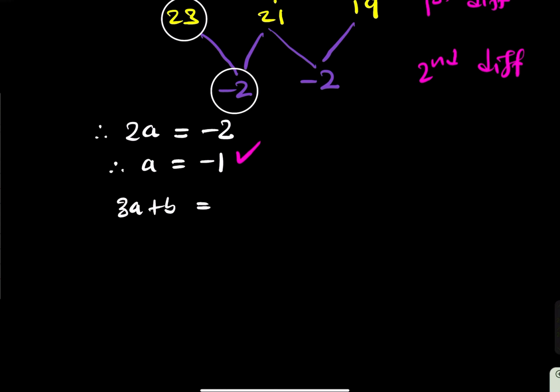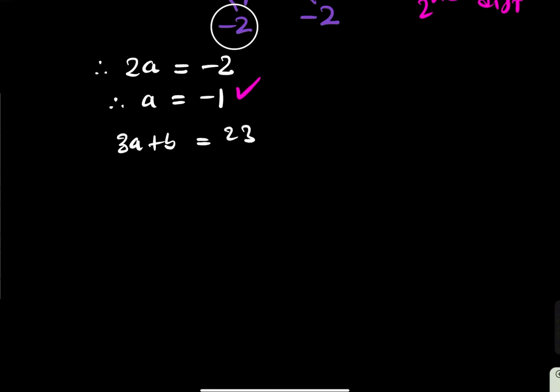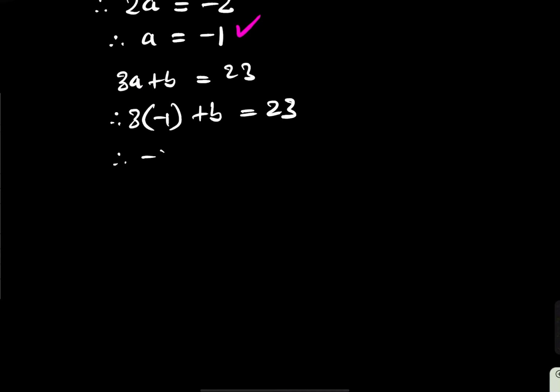And then now you get 23 here. I mean, yes, it's 23. But the value of A, you have it as what? As negative 1. So you will say, therefore, 3 into A, which is negative 1, plus B is equals to 23. So you are going to get negative 3 plus B is equals to 23. As a result, you're going to get B is equals to, you transpose 3 to the right side of the equation, and that is going to give you 26.